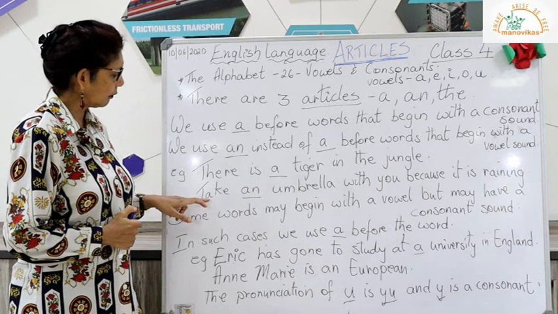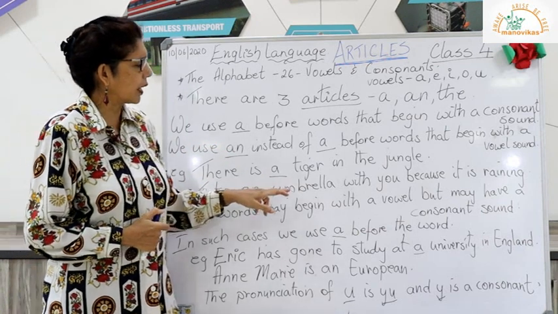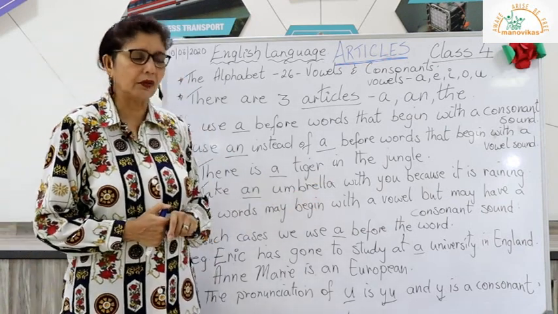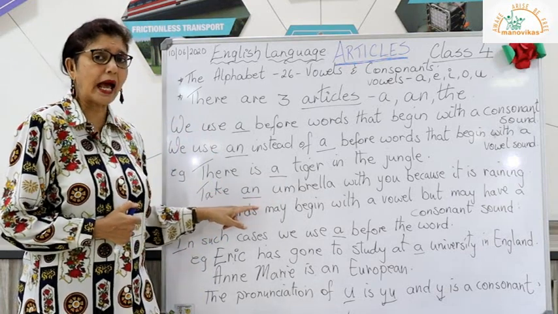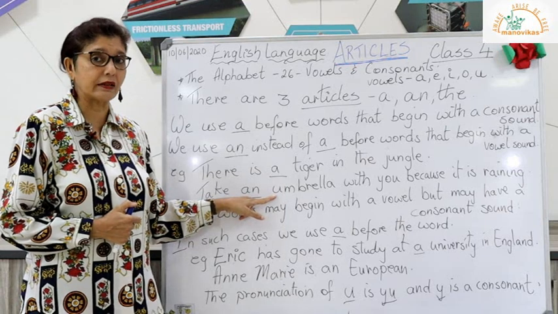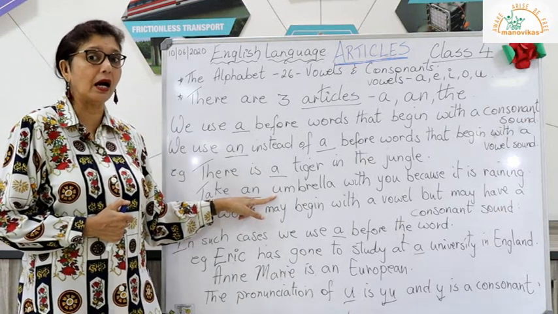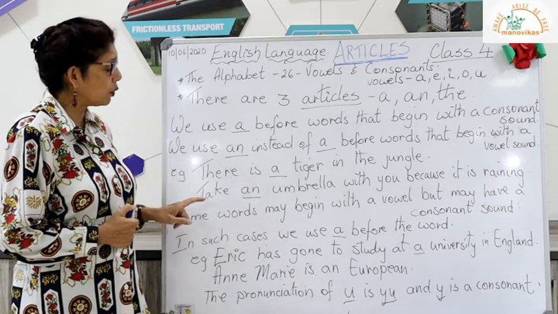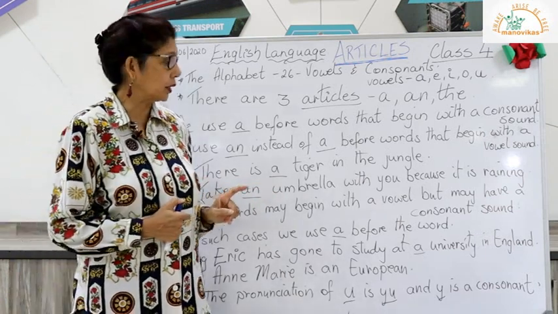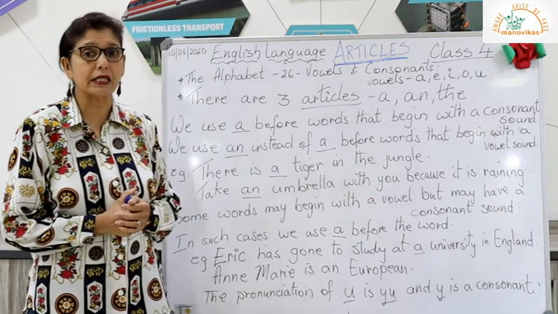Next, take an umbrella with you because it is raining. Take an umbrella. Why do we say an umbrella? U is a vowel and the sound is a vowel sound. So we use an.